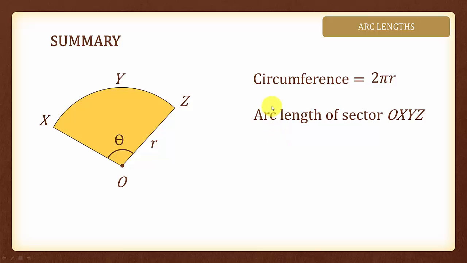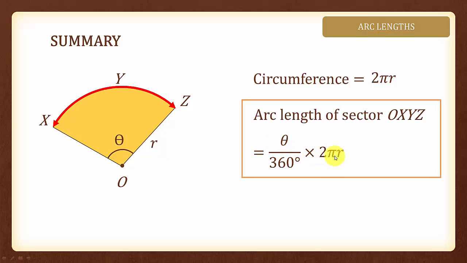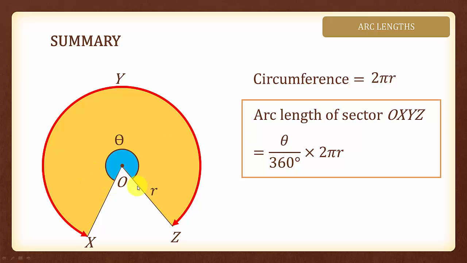In summary, the circumference of a circle is given to be 2 pi r. And given that the angle subtended by the arc is theta, the formula for the arc length is theta over 360 times 2 pi r. And the theta over 360 here will give us the proportion of the circumference in order to find the arc length. Likewise, for a major sector here, the reflex angle XOZ here will be theta. And once again, theta is the angle subtended by the arc. That's all for this topic.